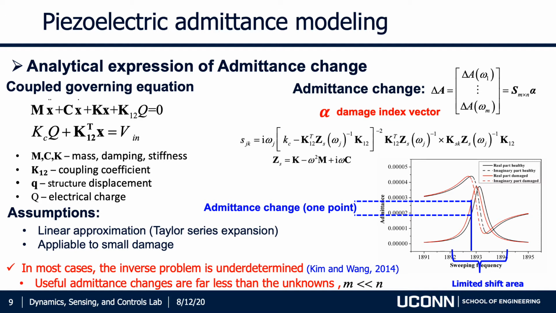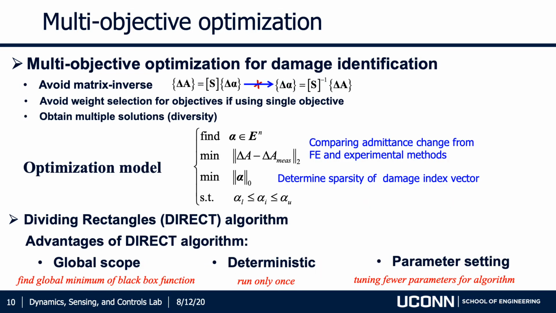But in most cases, the inverse problem is undetermined or ill-posed, which means that the useful admittance changes are far less than the unknowns. As shown in the picture, the shift area is limited. The inverse problem is undetermined, so it is challenging for us to do the matrix inverse operation. Then we cast the inverse process into an optimization problem.